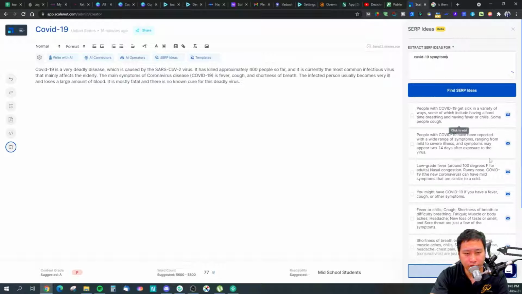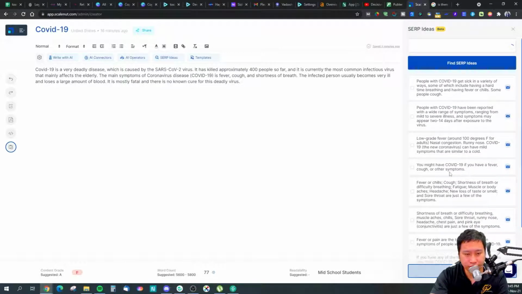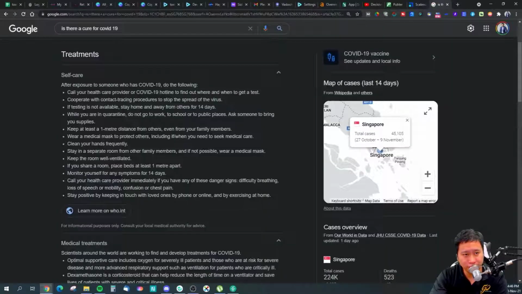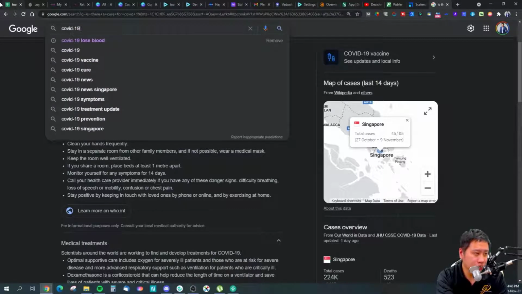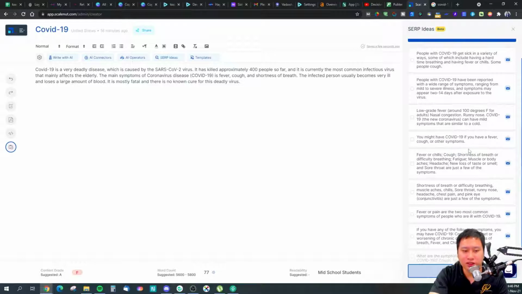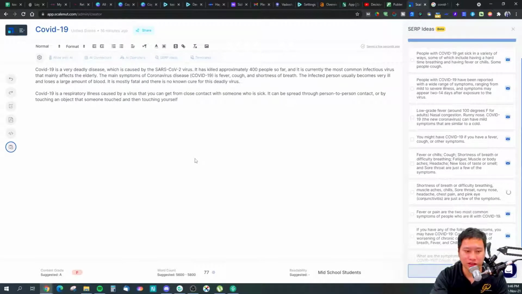Okay, so people get sick a lot of ways. Pink eye, is that pink eye? COVID-19 conjunctivitis. Okay, it is a possible symptom. Because I have never contracted COVID-19, and I hope I don't contract it at all, I don't actually know much about it except what is conveyed on the news.